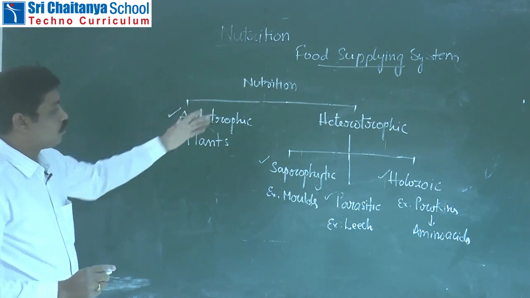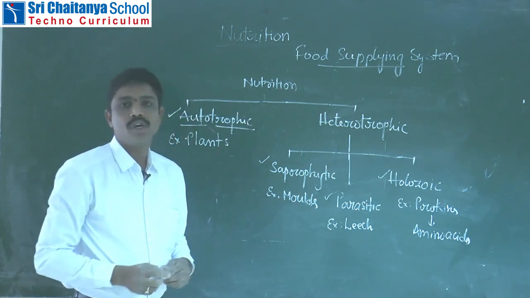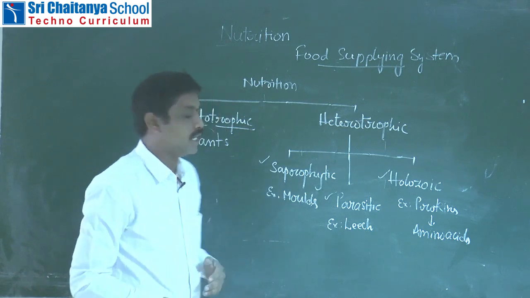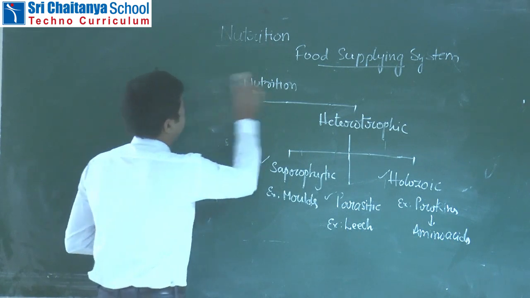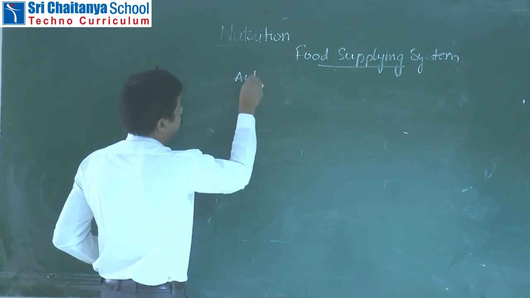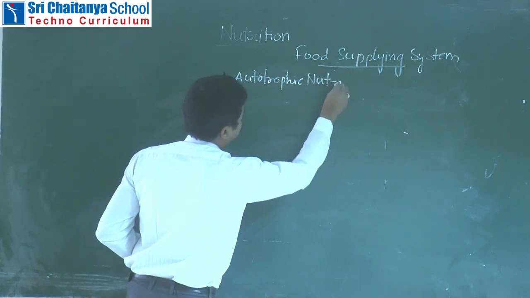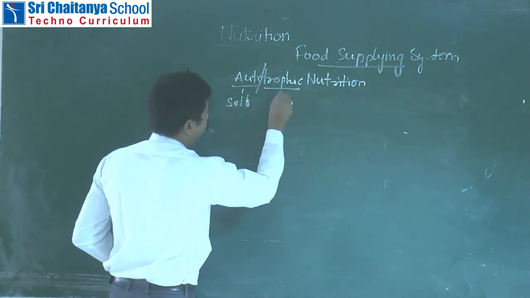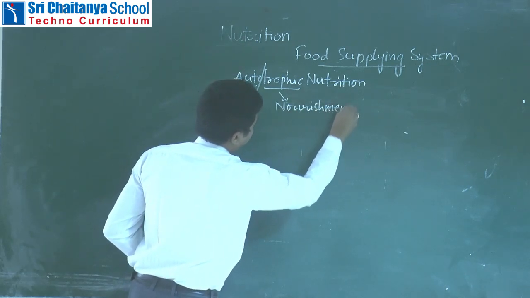Auto and troph. Auto means self. Troph means nourishment. Autotrophic nutrition is a Greek term. Auto means self, troph means nourishment. This is of Greek origin.